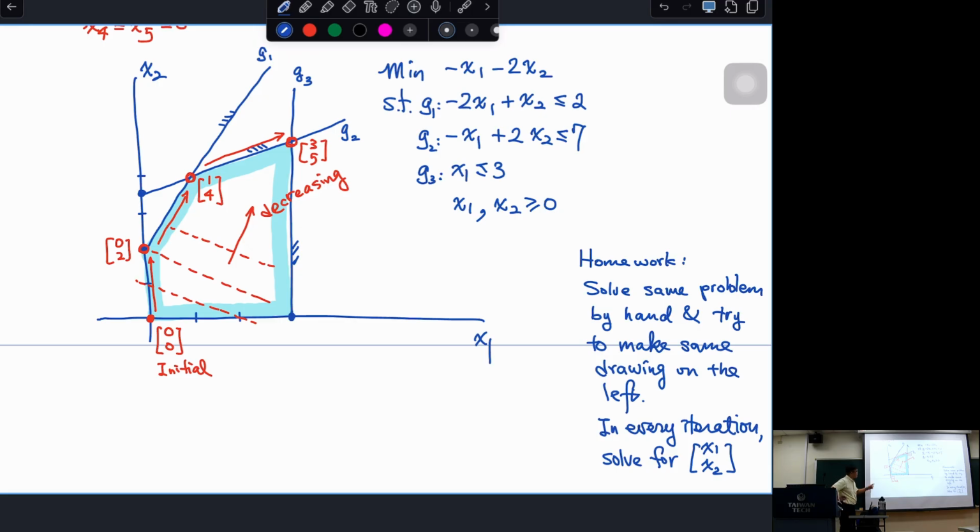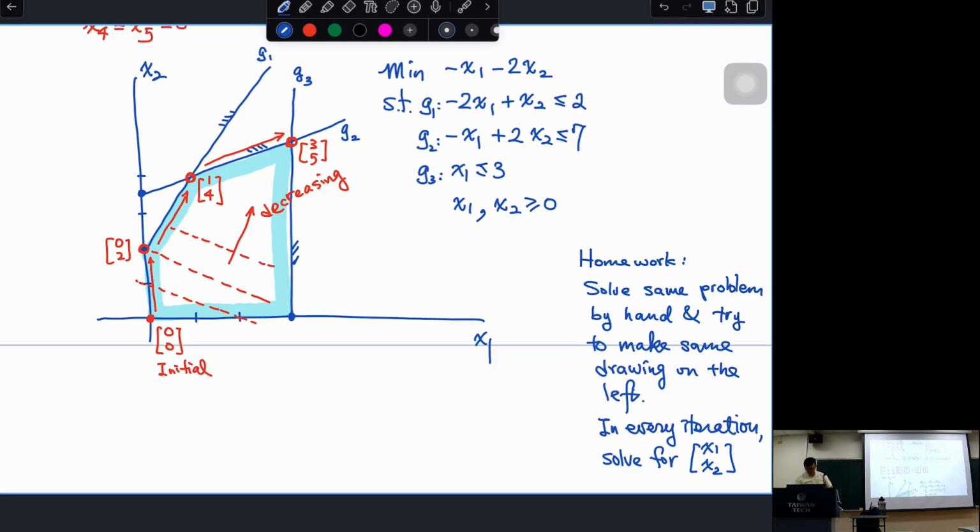Does anyone know why linear programming doesn't go along this direction? Let's think about it. Anybody? Okay.